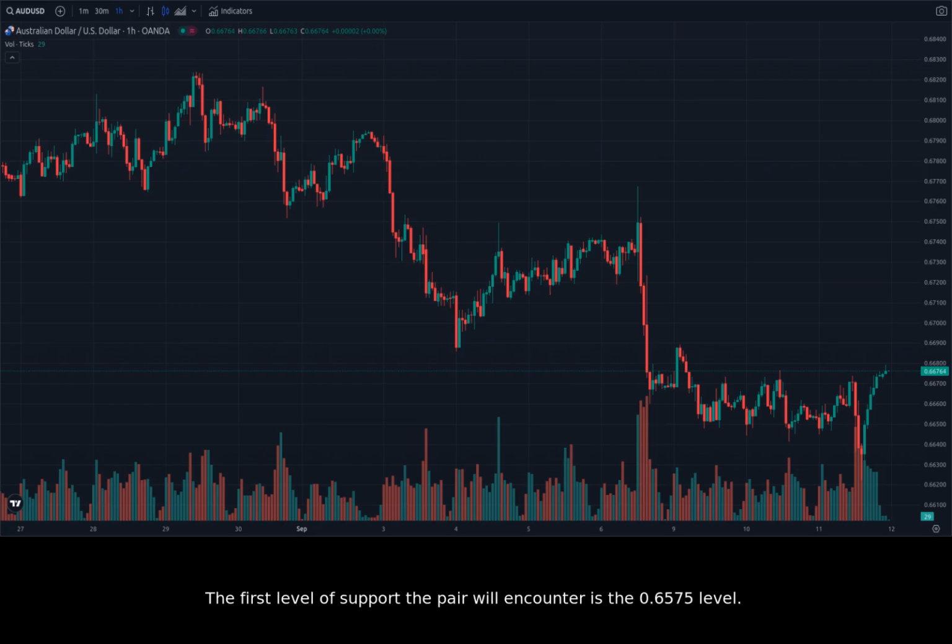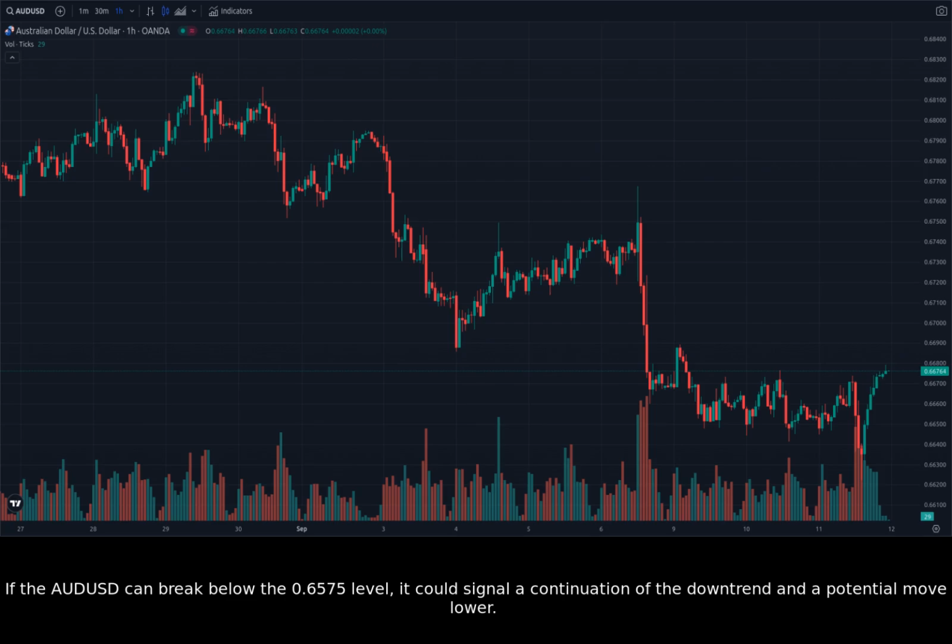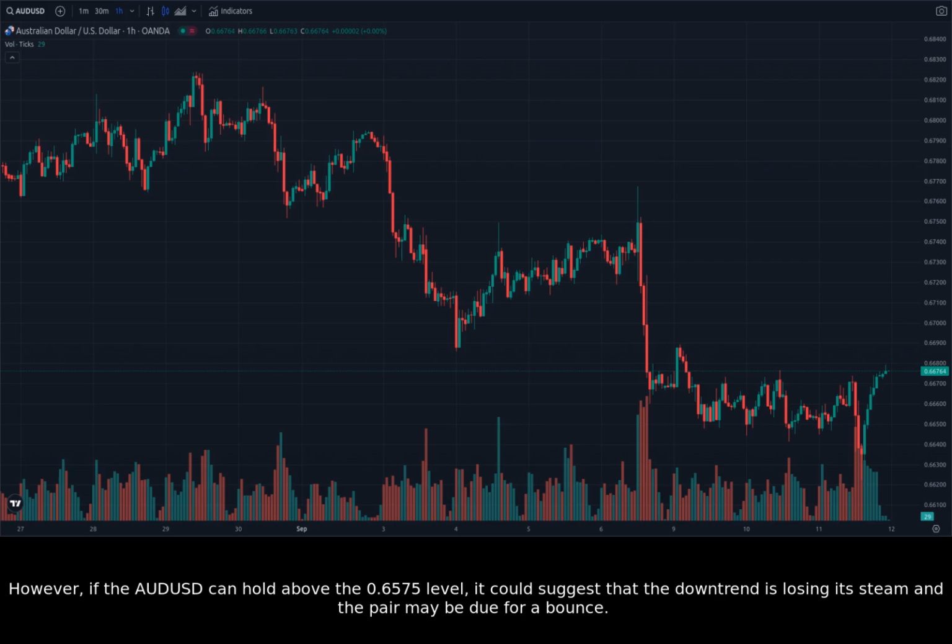The first level of support the pair will encounter is the 0.6575 level. This level has been a significant support level in the past and could be a strong test for the bears. If the AUDUSD can break below the 0.6575 level, it could signal a continuation of the downtrend and a potential move lower. However, if the AUDUSD can hold above the 0.6575 level, it could suggest that the downtrend is losing its steam and the pair may be due for a bounce.